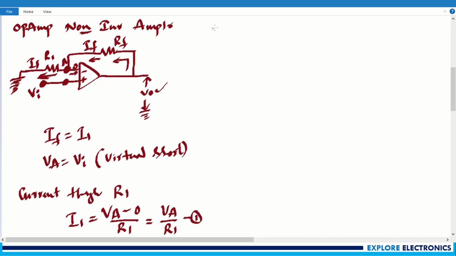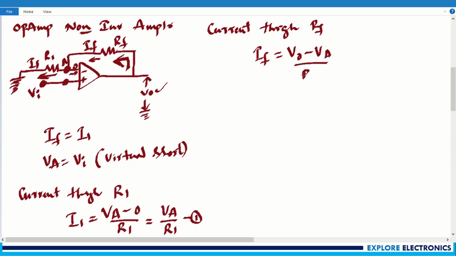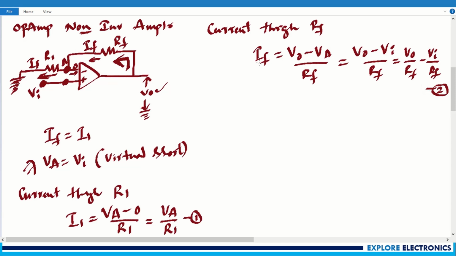This is expression 1. Now let me take the current flowing through the feedback resistor. So current through Rf. What is the current flowing through Rf now? That is If. If will be equal to, current will be flowing in this direction now. So we need to take V0 first. V0 minus Va, divided by Rf, will be If. Here what is Va again? Va, we know that it is Vi. So V0 minus Vi divided by Rf we can write. We can also write it as V0 by Rf minus Vi divided by Rf. So let me take this as expression 2 for the currents.